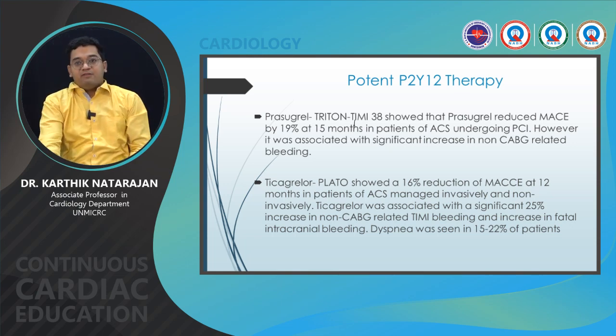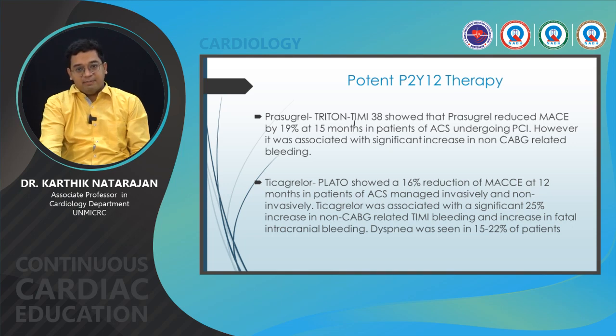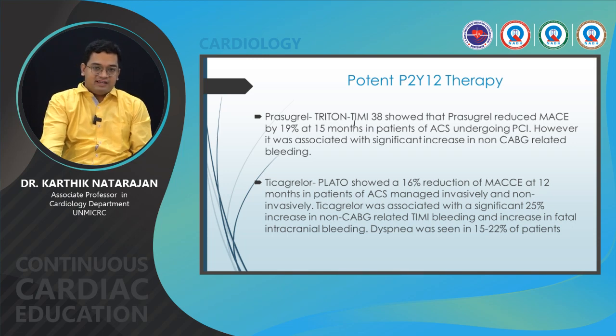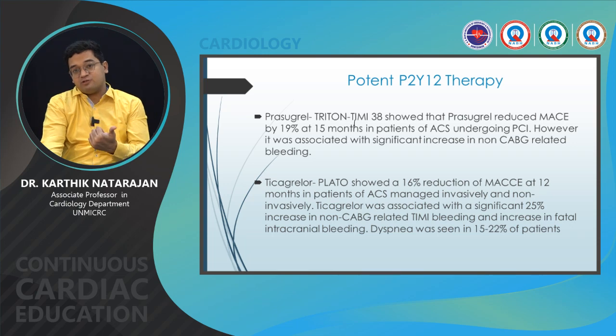But there was a significant increase in non-CABG related bleeding, around 32%. Hence, at the end of this trial, going by the subgroup analysis and the various subgroups in which prasugrel could be harmful, the investigators decided that if the patient was more than 75 years of age, body weight less than 60 kg, or had a TIA or ischemic stroke, then prasugrel is better avoided.